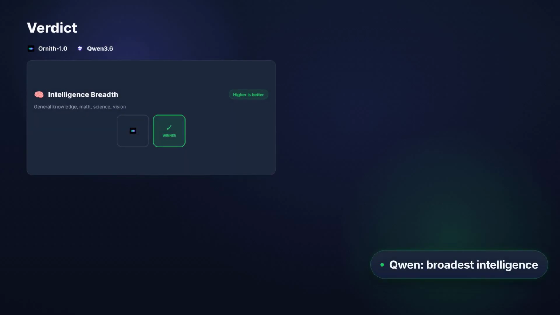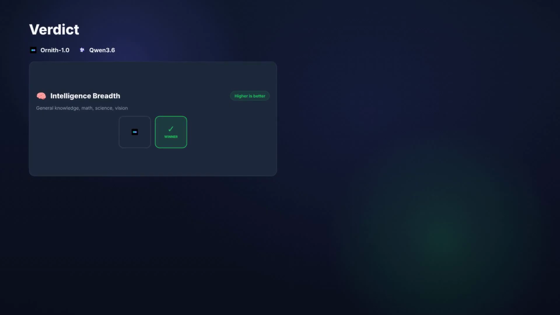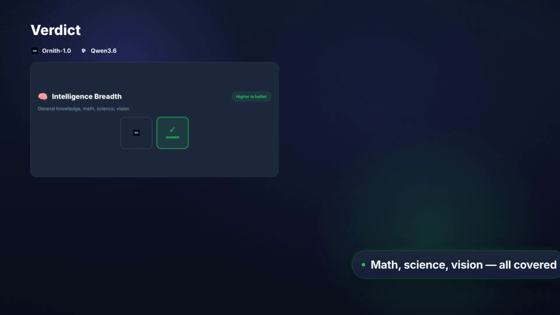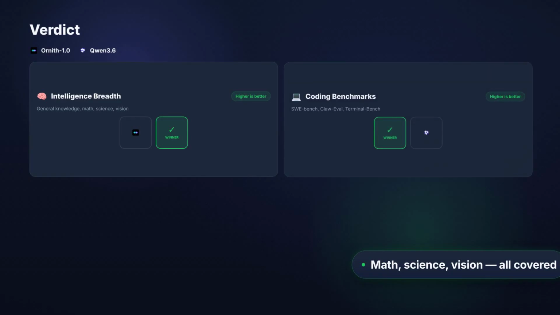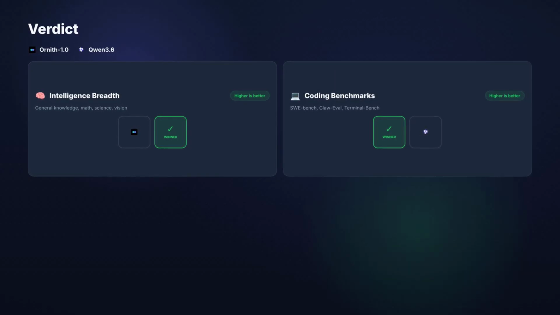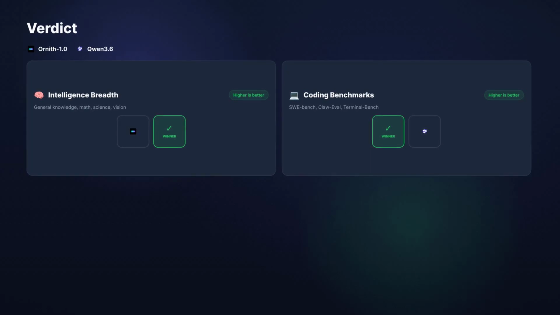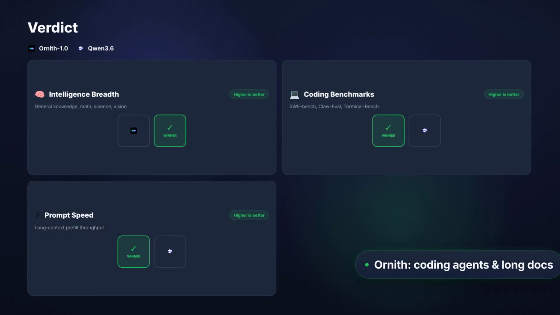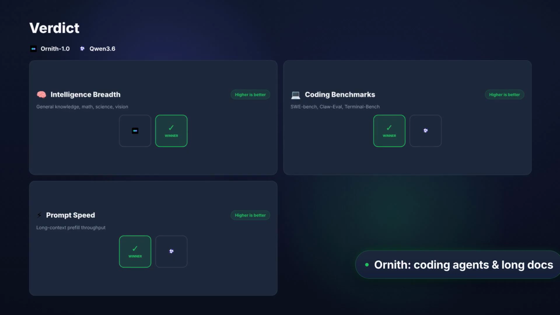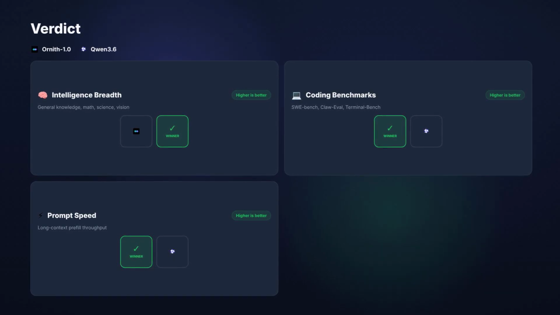So which one should you run? If your workload is interactive chat with short to medium prompts and you want the broadest possible intelligence, math, science, general knowledge, and vision capabilities, Qwen 3.6 is the better choice. Its generation sweet spot in the 1 to 3,000 token range and its massive benchmark coverage make it a versatile Swiss Army knife.